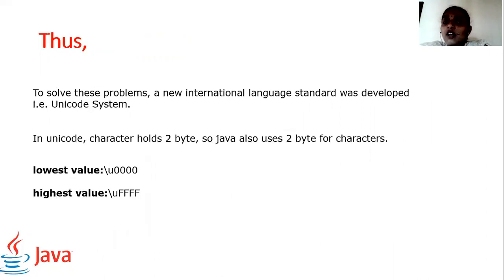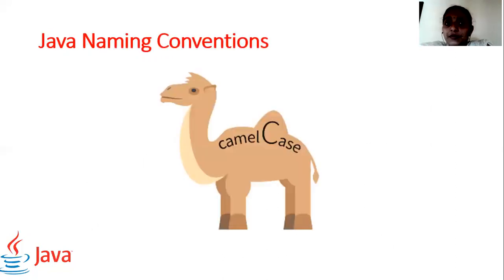Some characters were stored as single bytes, the others required 2 bytes, and then some required more. Thus, to solve all these problems, a new international language standard was developed, and it was termed the Unicode system. In the Unicode system, a character holds 2 bytes. So, Java also uses 2 bytes for characters, but the lowest value is 0000 and the highest value is FFFF.